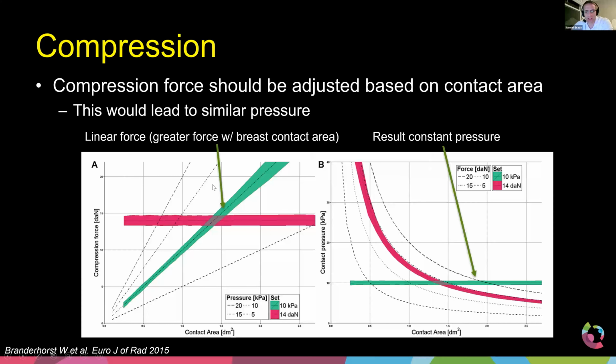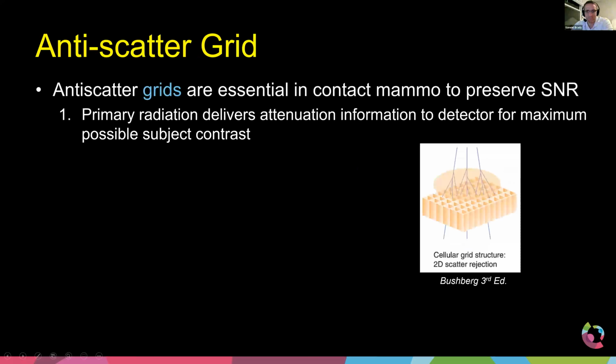So what they're suggesting is instead of a constant red line here, constant force, they're saying change the force as a function of breast size so that the pressure will be constant across all breast contact areas. So for small breasts, same pressure as large breasts. But what you have to do is you have to change the amount of force being applied to get that. So that's just going forward.